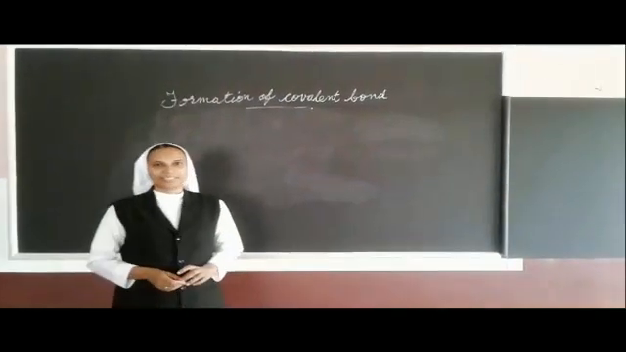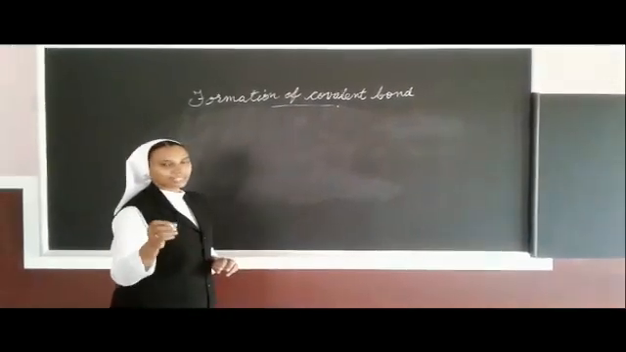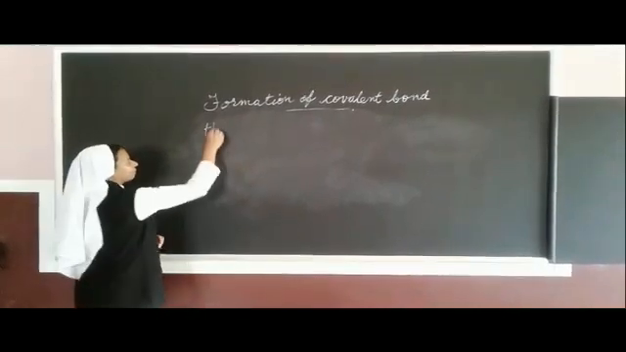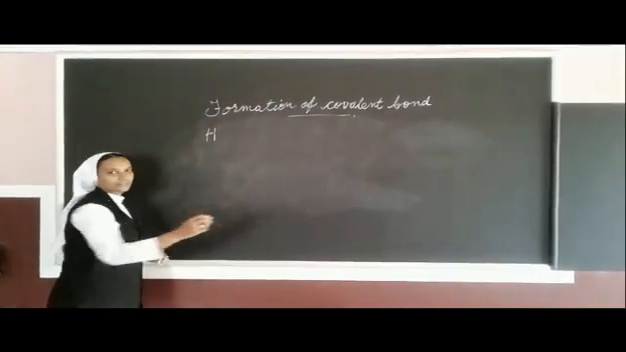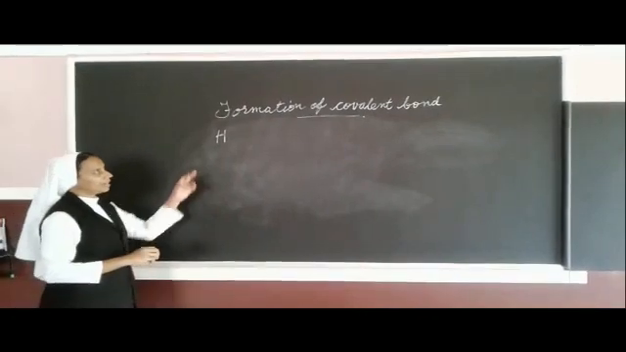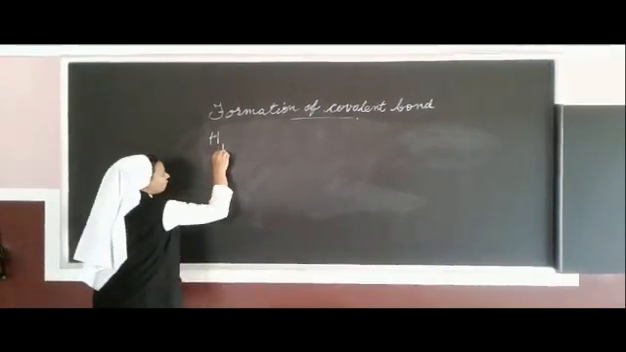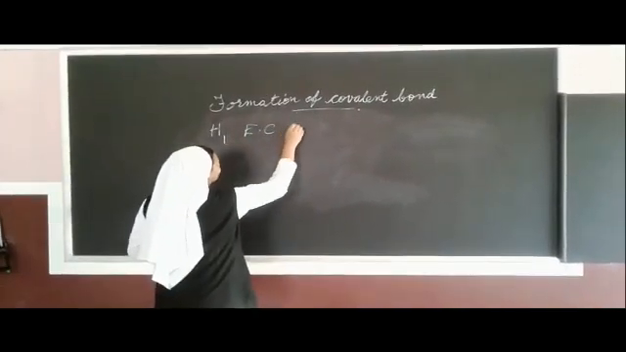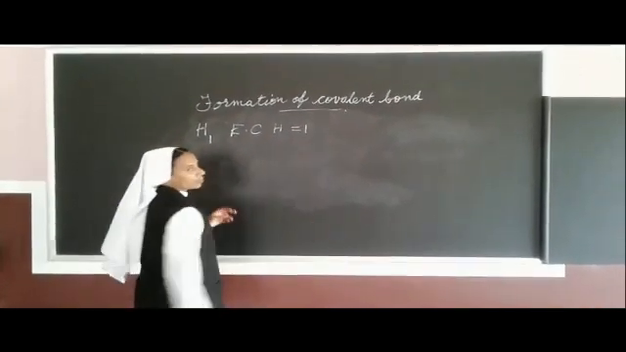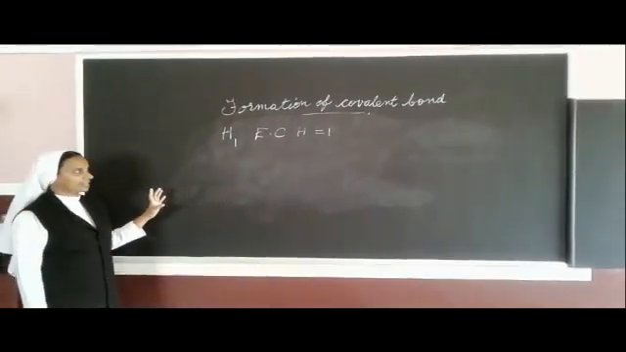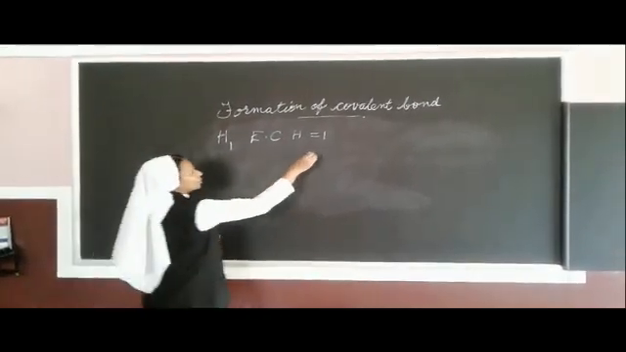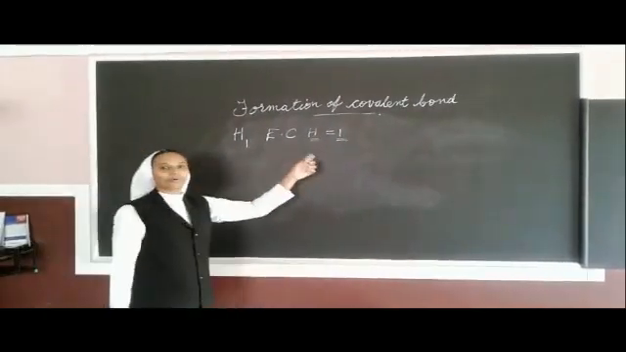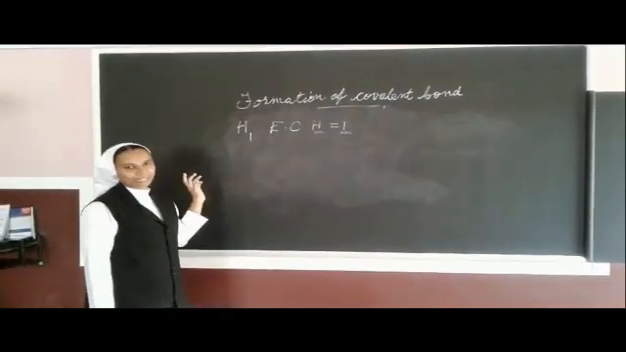Now let us see the formation of a covalent bond. Let's take one example here: hydrogen. The symbol of hydrogen is H. Hydrogen is the first member of the periodic table. The atomic number of hydrogen is 1. The electronic configuration of hydrogen is 1, because hydrogen has only 1 electron. In the outermost shell, hydrogen has only 1 electron. That means it needs 1 more electron to attain stability.